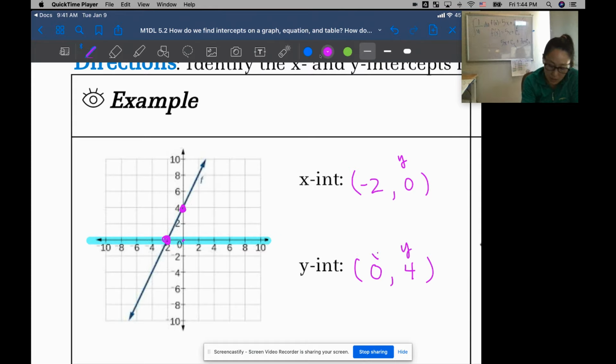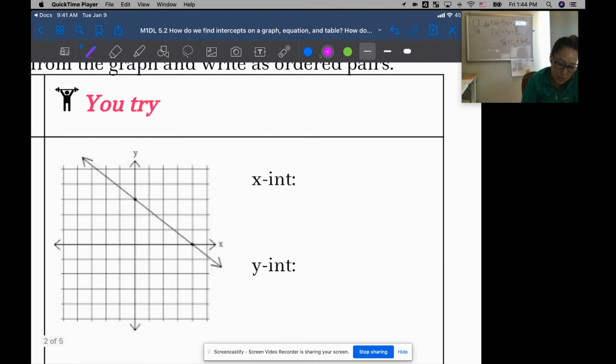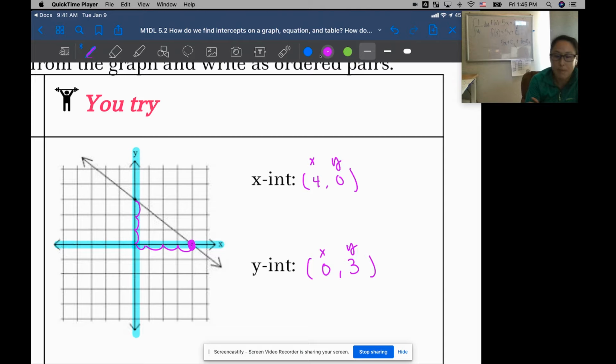Okay, so x and y. You do this one and then you check. So the intersections with the x-axis and the y-axis: the x-intercept is at 1, 2, 3, 4, comma, 0. The y-intercept is 1, 2, 3, so it's 0, comma, 3. This is our x and our y value of the ordered pair.